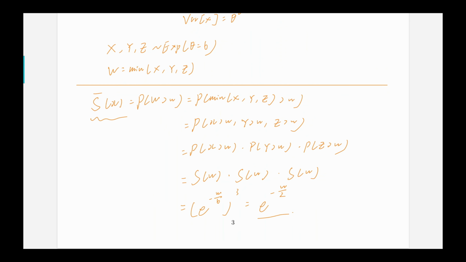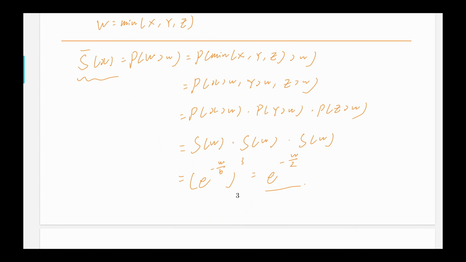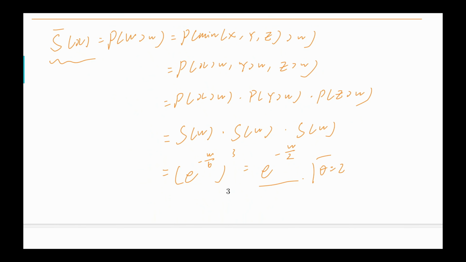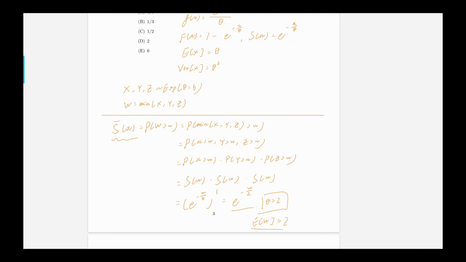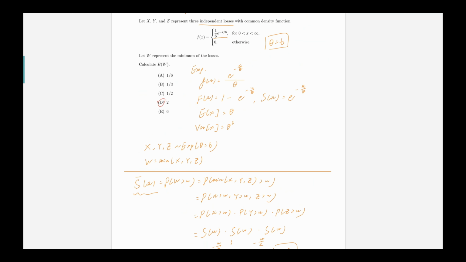And this looks like another exponential function because we know that exponential functions have survival functions in forms like this. And since the 2 here is at the place of theta, theta equals 2. And that's the mean of w. So because of that, we can solve the question immediately. The answer is D.